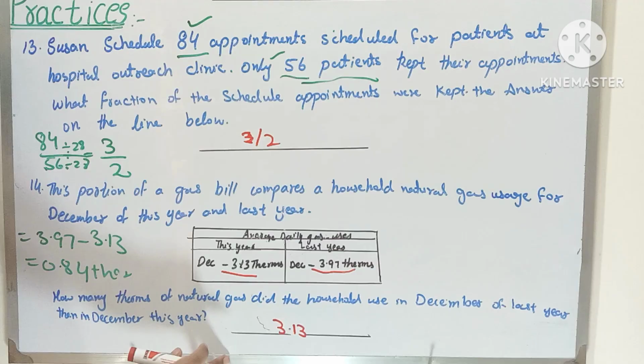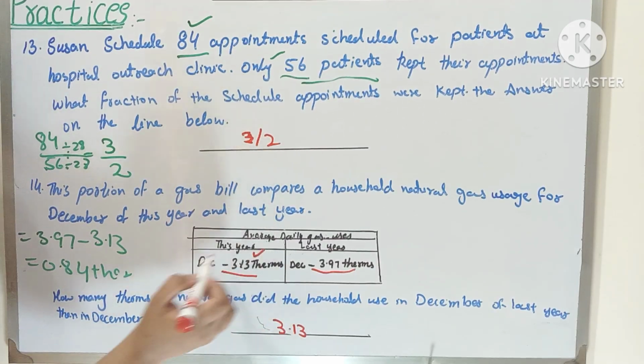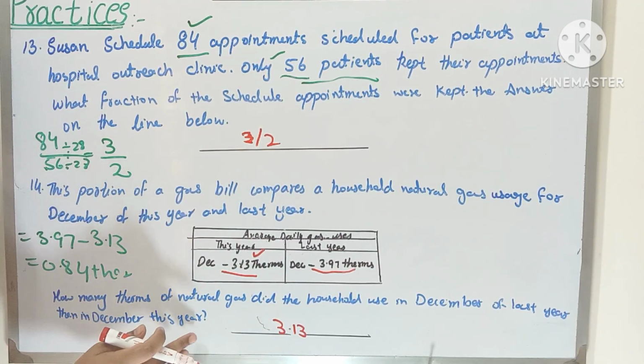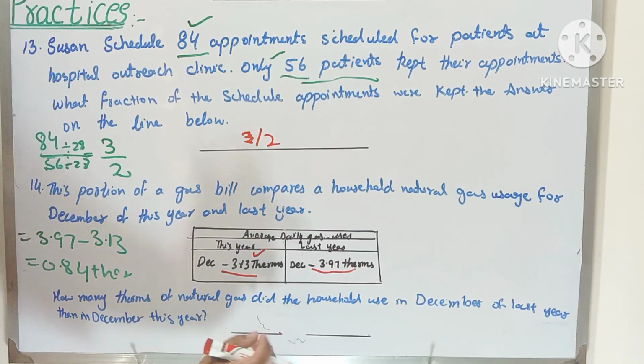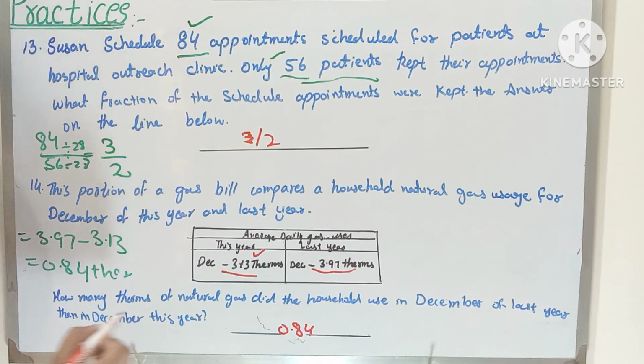No, I write 3.13, which is in the December terms, but I write the answer on the number line. So, I write 0.84 therms. Not the 3.313, because they demand answers on the number line.